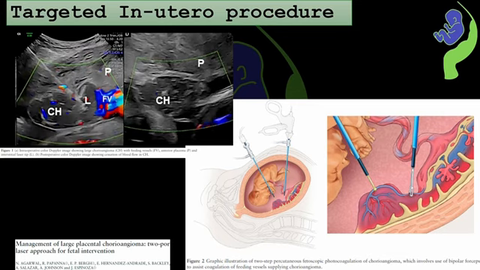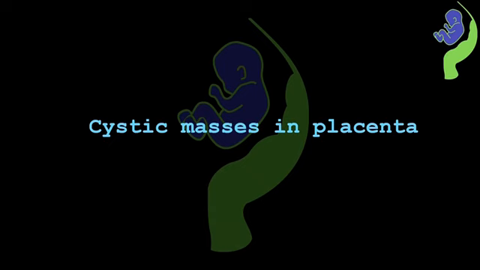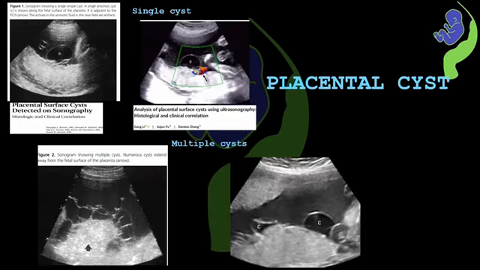Now let's move on to cystic masses of placenta. Placental cysts or cystic masses arising from the fetal surface of the placenta, often referred to as subchorionic or chorionic cyst. They protrude into the amniotic cavity and are usually detected on ultrasound in second or third trimester. In ultrasound, the cysts appear as anechoic, round or oval shape with a smooth thin wall, and it can be single or multiple as seen in this picture.